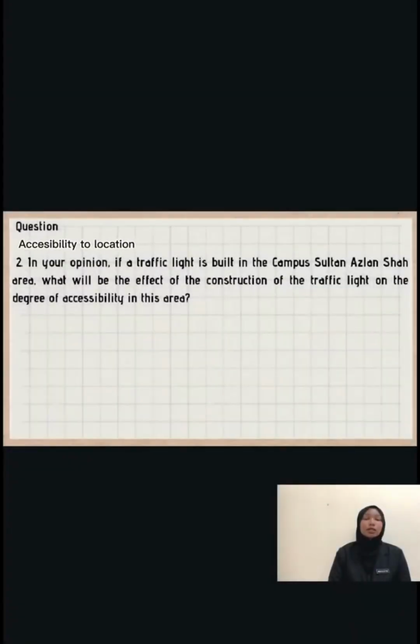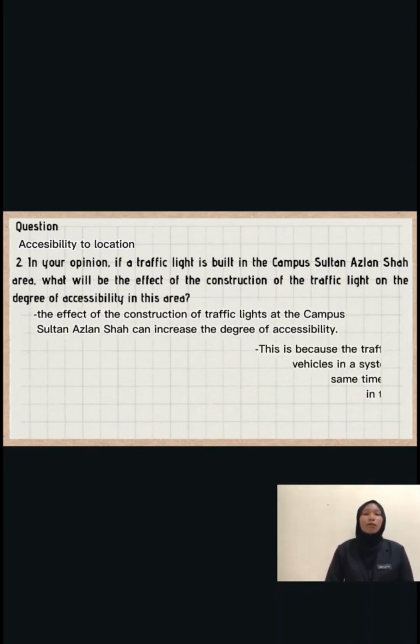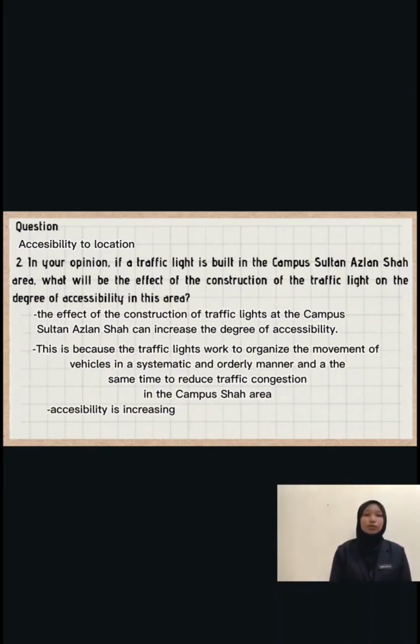However, for accessibility to location, I thought the example for these elements is a high-level question, which is, in your opinion, if a traffic light is built in Kampus Sultan Azlan Shah area, what will be the effect of the construction of this traffic light on the degrees of accessibility in this area? So the answer should be, in my opinion, the effect of the construction of traffic lights at Campus Sultan Azlan Shah can increase the degrees of accessibility.